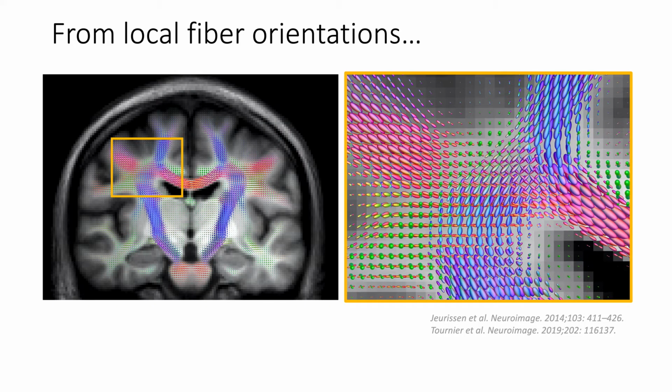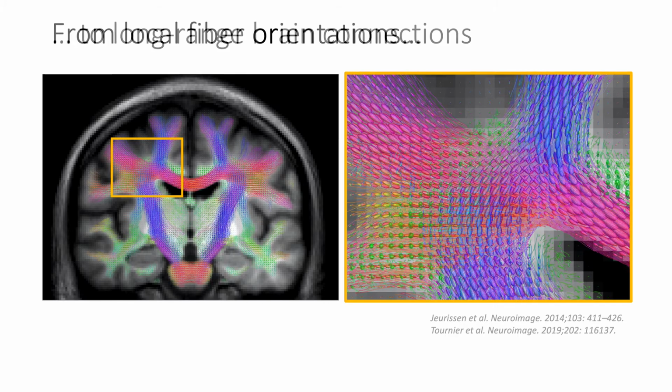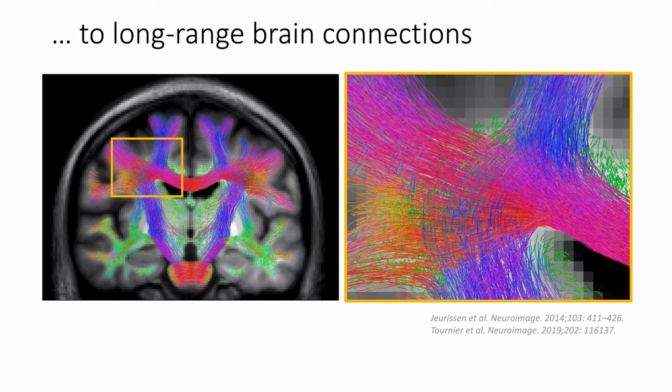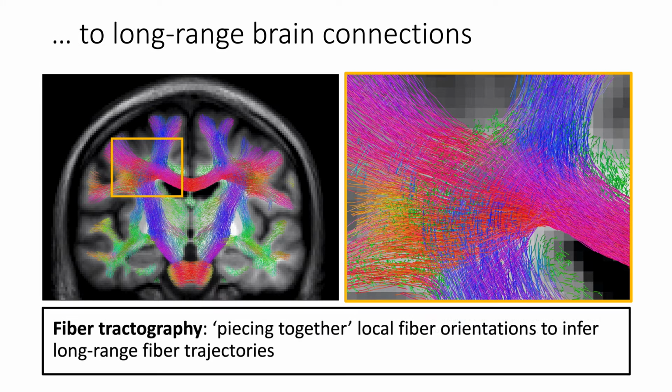First off, what is fiber tracking? Well, it's a technique that takes the local fiber orientation estimates that we can obtain from diffusion MRI scans, as you see here, and turns them into long-range connections. So if you want a definition of fiber tracking, I would say it is piecing together the local fiber orientations to infer the long-range connections in the brain.